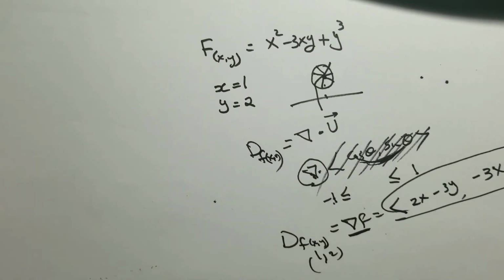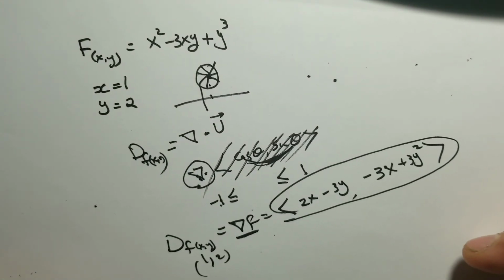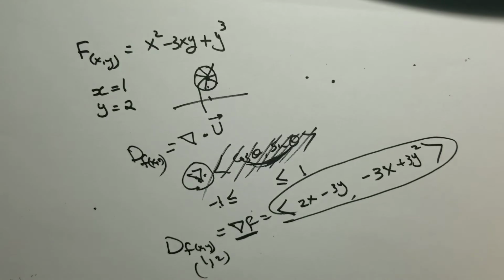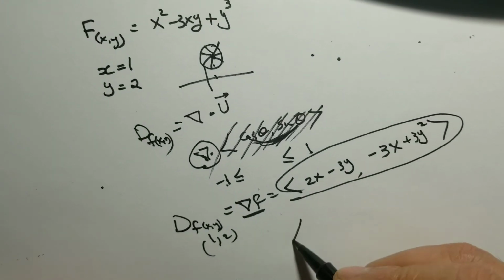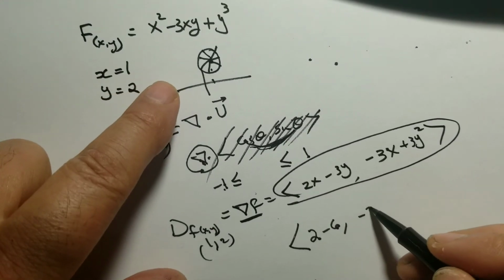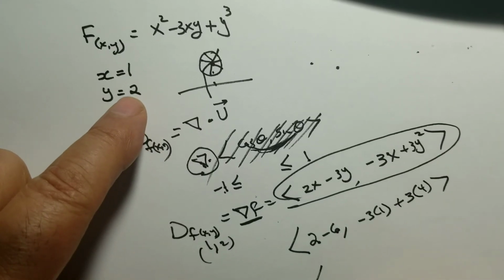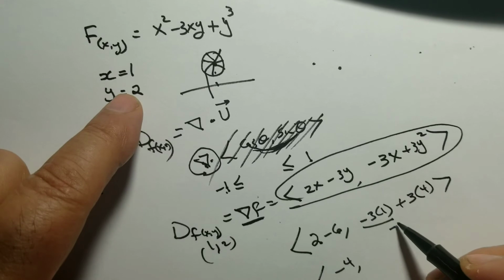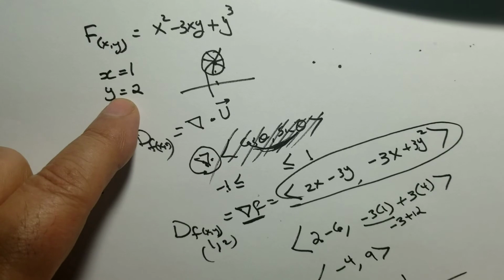I don't know if it's money in the bank growing. I don't know if it's a fire in the jungle which is burning the jungle. I don't know if it's water going through the bed of the river going the fastest in that direction. I don't know what it is, but all I know is, when x is 1 and y is 2, you have 2 minus 6, which is negative 4, and you have negative 3 times 1 plus 3 times 4, and negative 3 plus 12 is 9. That gives you the direction that something is changing the fastest.